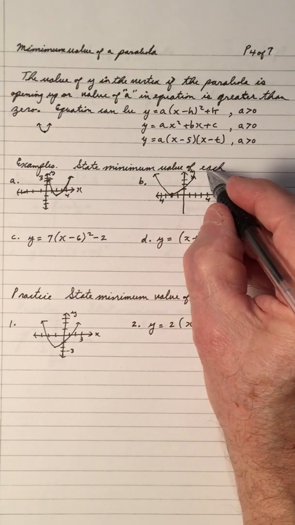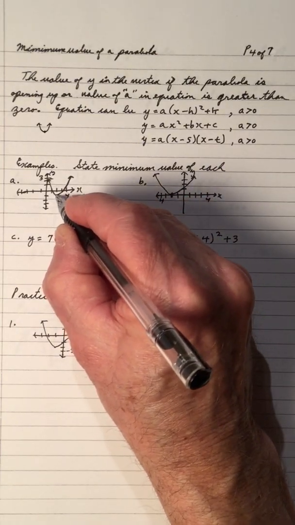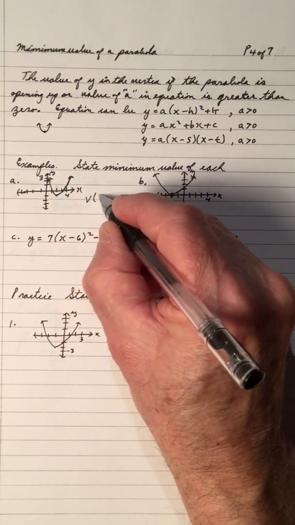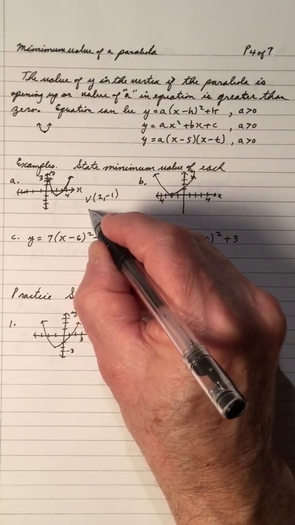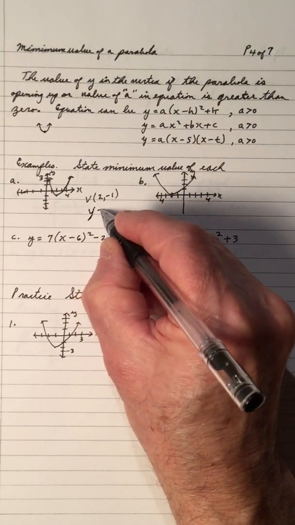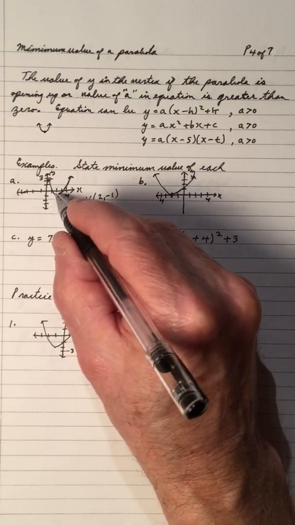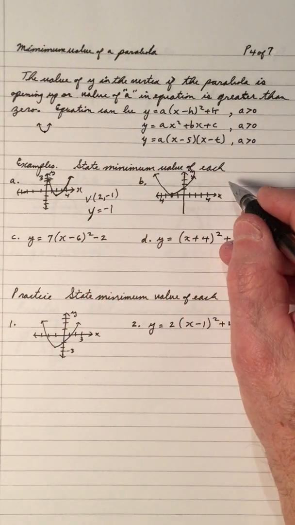So what's the minimum value of each? So the vertex, if you look at it, the vertex is right here. The vertex is x is 2, y is -1. So the minimum value is y equals -1. The lowest value in this graph is -1. All the y's in this parabola are higher than -1.